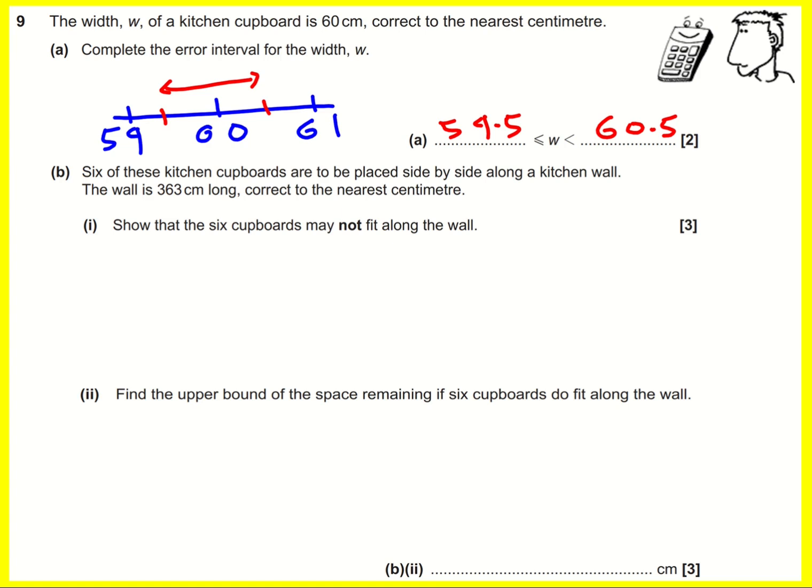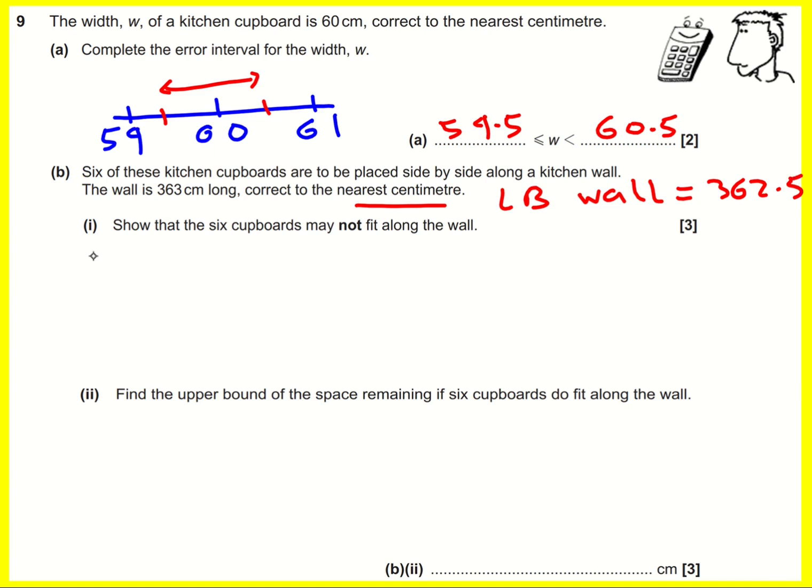6 of the cupboards are going to be placed side by side. The wall is 363 centimeters long, correct to the nearest centimeter. Show that they may not fit along the wall. So first of all, in a similar kind of way, the lower bound for the wall is going to be 362.5. That's the smallest that it could be.